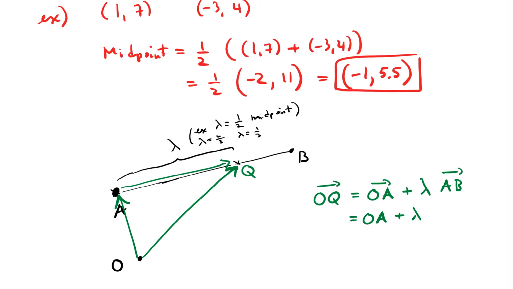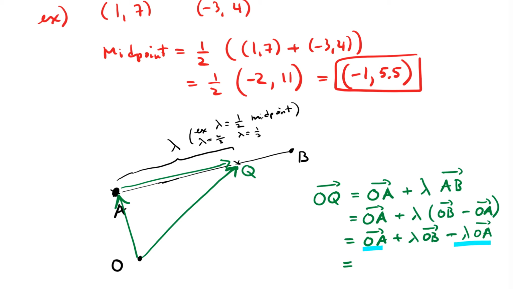And we get a similar formula as before. So AB is what? Well, it's OB minus OA. That's the formula we have from before. And I'm going to distribute the lambda. There's a minus sign. And now I've got OA and minus lambda OA. So what is that? That's (1 minus lambda) OA. So that's (1 minus lambda) OA plus lambda OB.